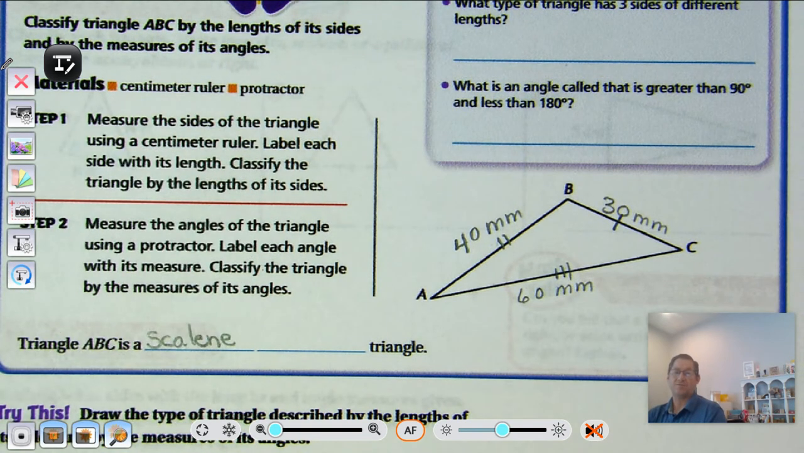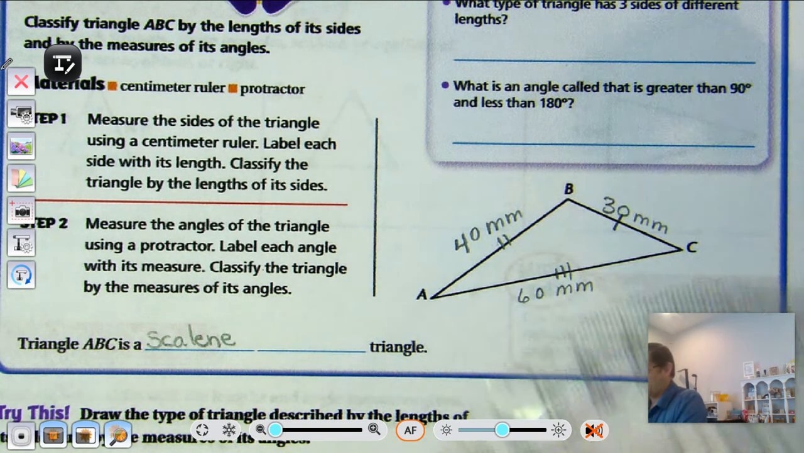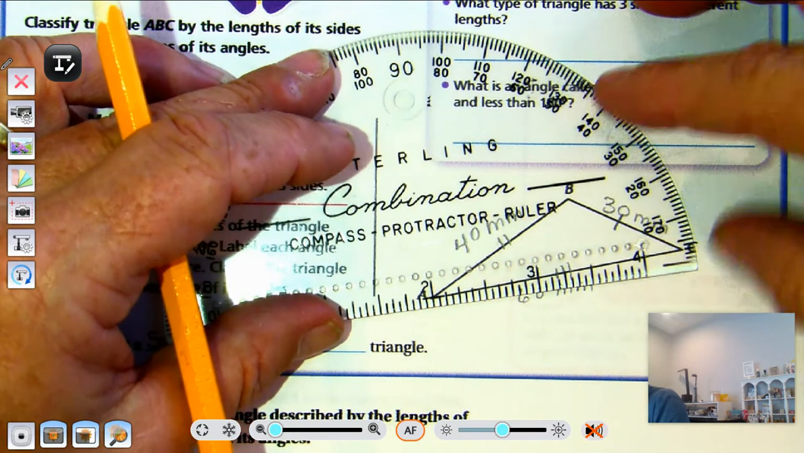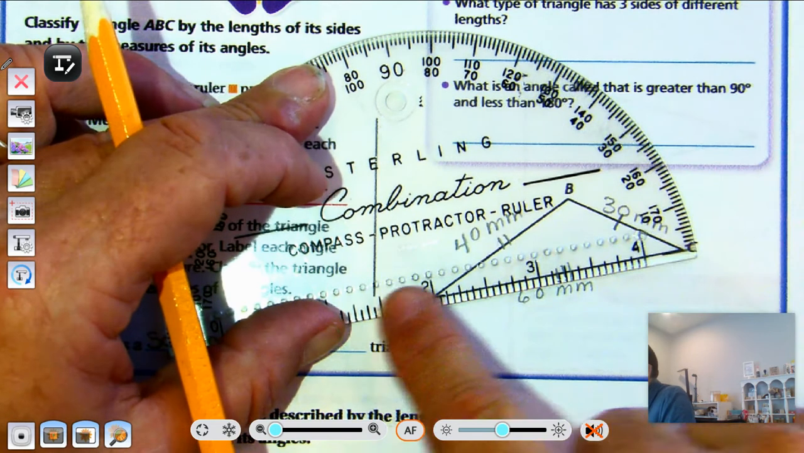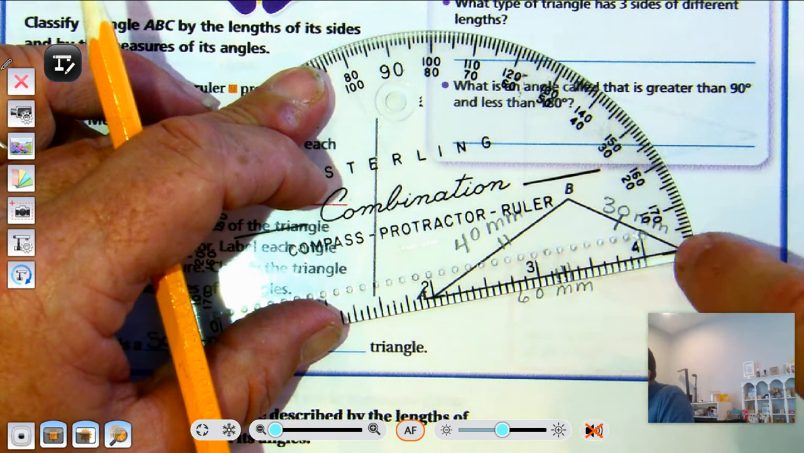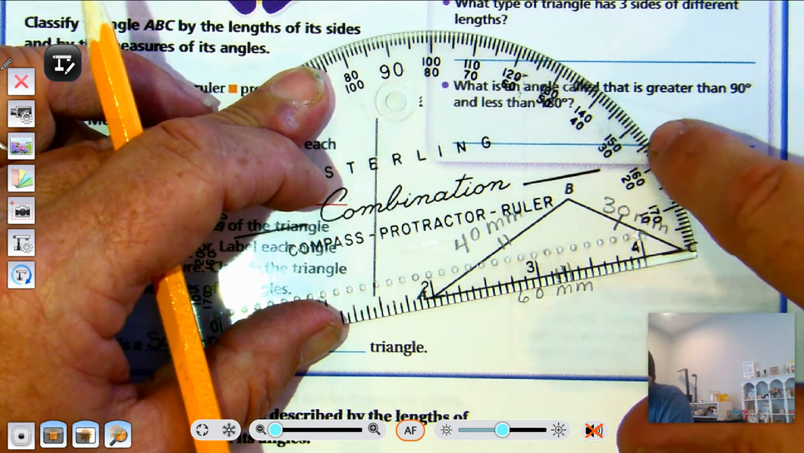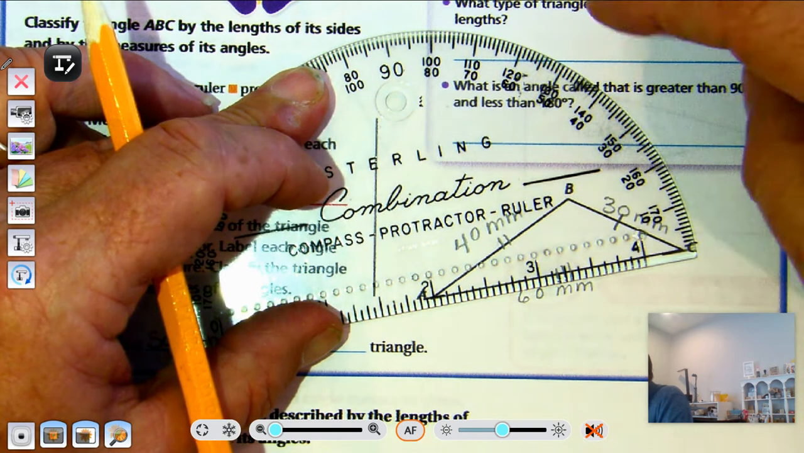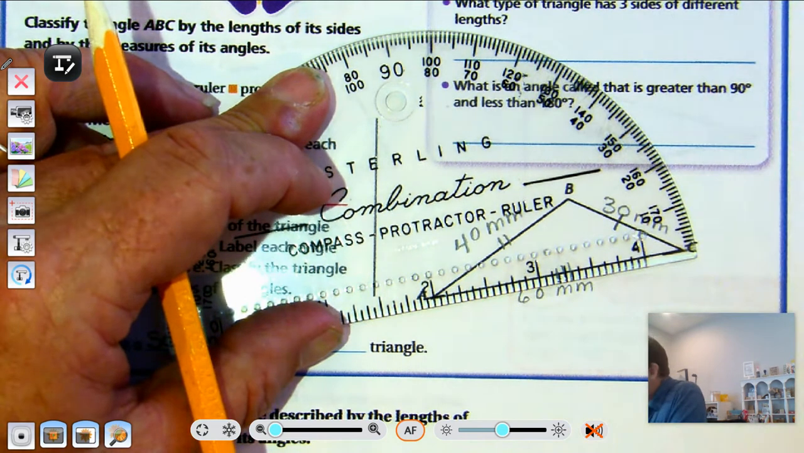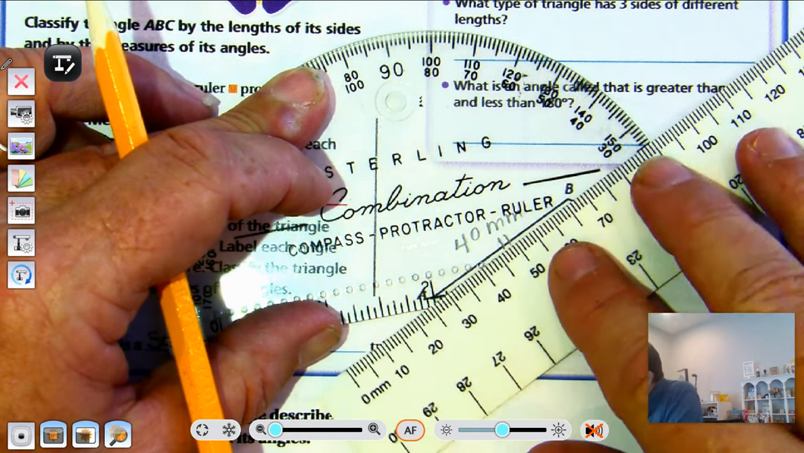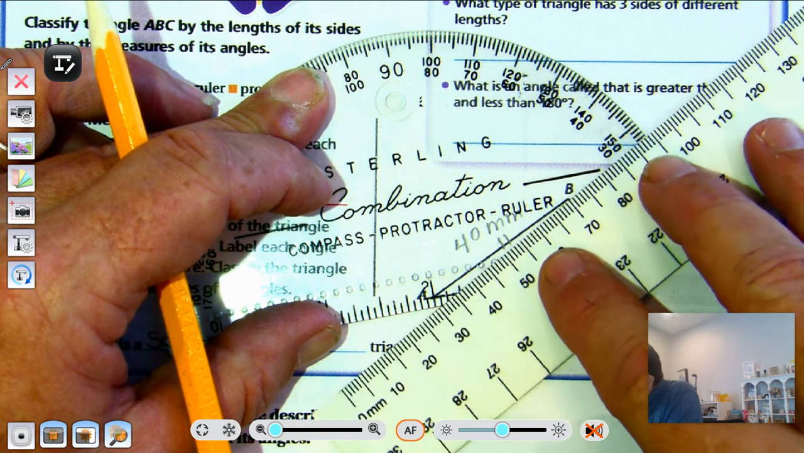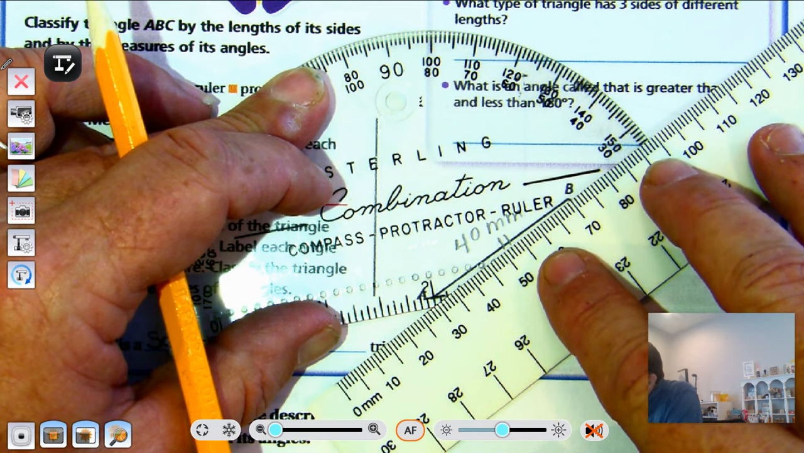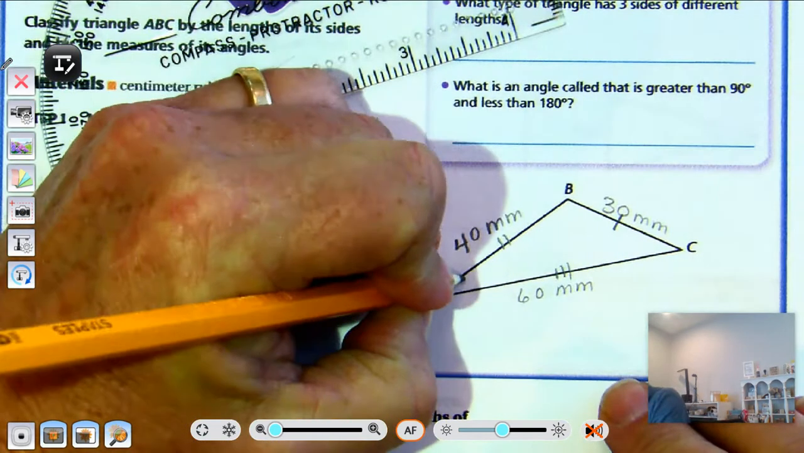Now we need to measure the angles of the triangle. All right, so let's measure angle A. Get your protractor, line up one of the sides with 0, and see where it crosses the other side. So this one is about 26, 27 maybe. Let's see. If we were to extend that out, 26 degrees.